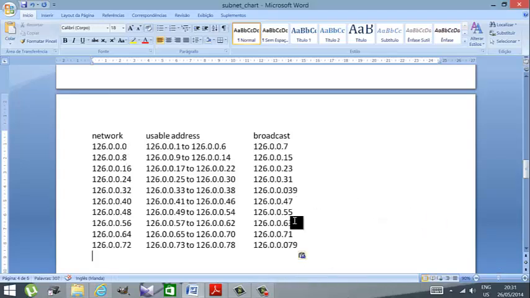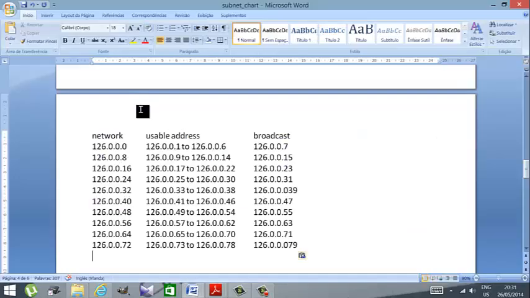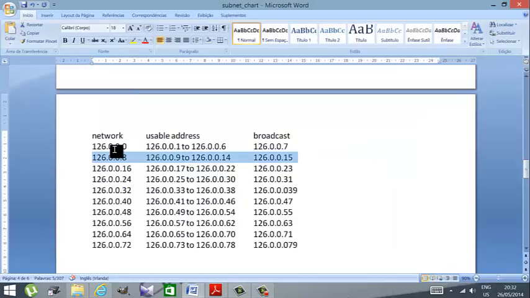I'm going to put the calculation straight away. So now, after calculating and increasing all the networks by 8, we can start to answer the worksheet. It is asking, what's the second subnet range? The second subnet range goes from 8 until 15. What's the subnet number for the fifth subnet? 1, 2, 3, 4, 5. The subnet ID, the subnet number, is the first.